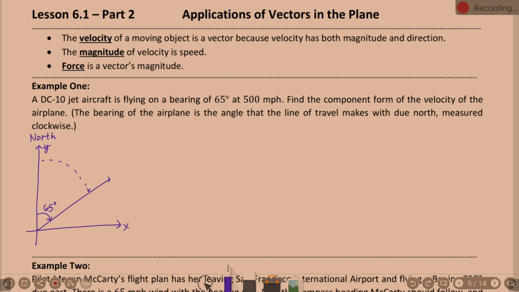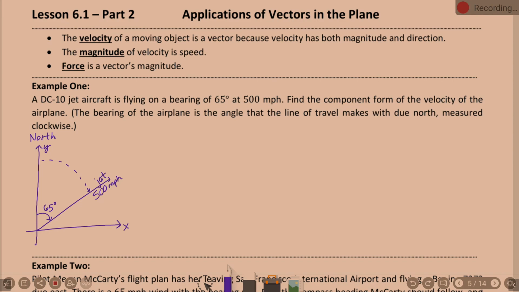Now, what this vector does, and I don't like my vector, I feel like it's up a little high, but oh well, we're going with it. That vector is representing the jet. And we know that this jet has a speed of 500 miles per hour, yes? Now, what information did they ask us to find?